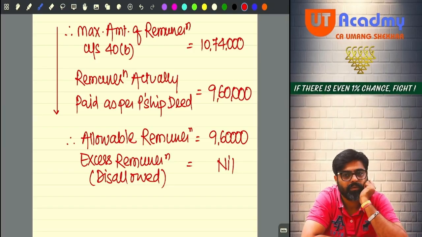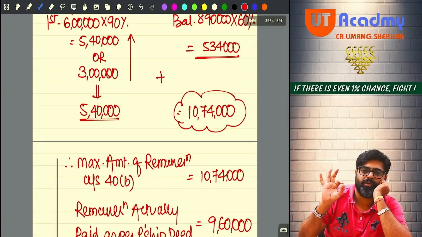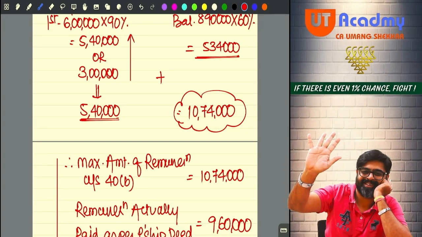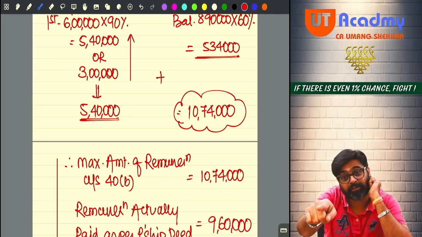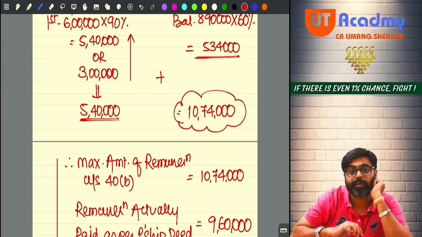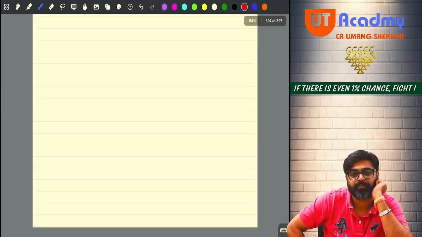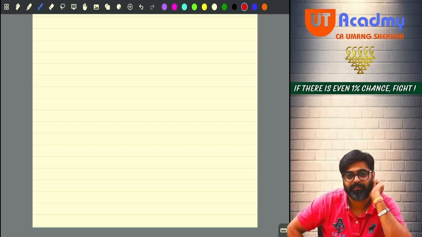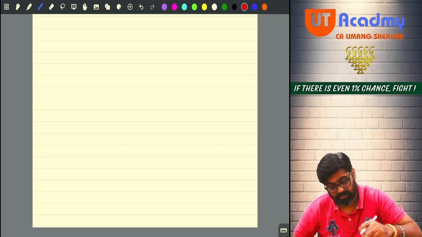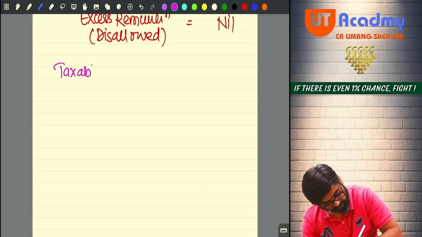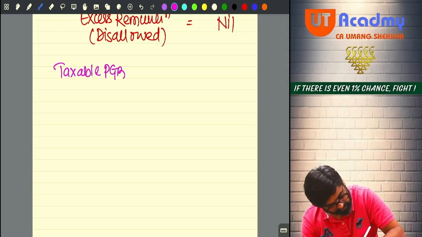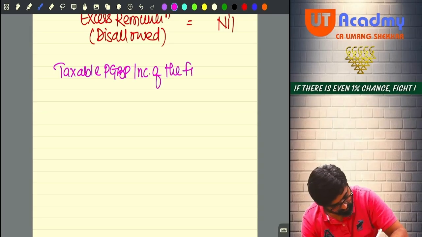Nothing will be disallowed. See, I just have to know the format. I just have to put the amounts. Now, should I give you one more question in this? In the same question, if they tell you to calculate the taxable PGBP income of the firm, come on, calculate. What should be the taxable PGBP income of the firm? Very simple, sir.